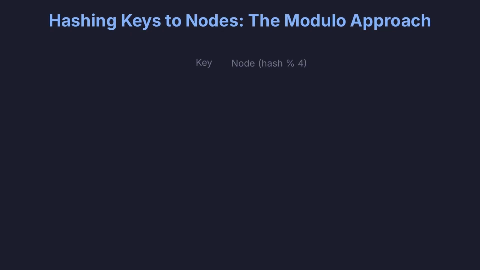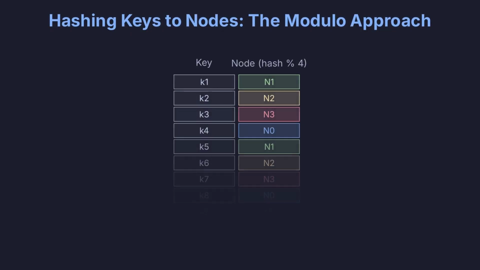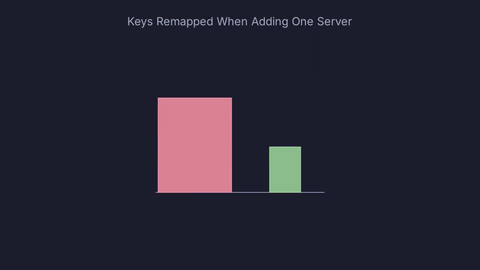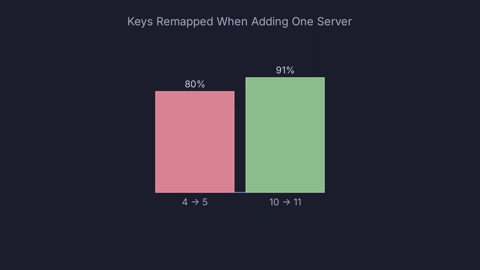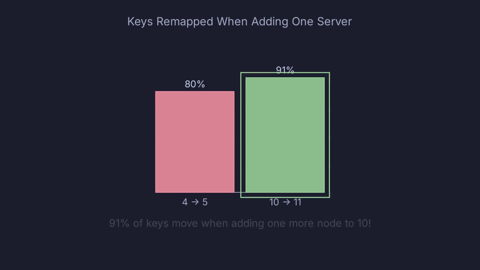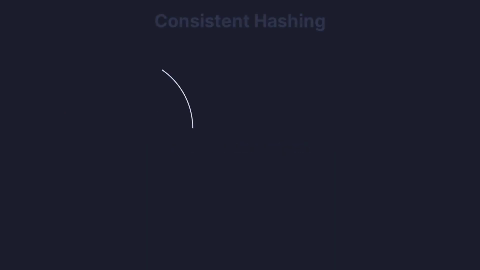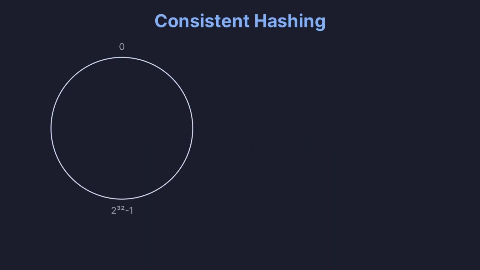A cluster of 4 nodes, and you pick a server by hashing the key and taking modulo 4. If you add a 5th node, nearly all keys will remap because the denominator changed. For 10 nodes going to 11, about 90% of keys move. That's a disaster. Cache invalidation, database thundering herds, unnecessary data shipping. The problem is that the mapping function depends on the total number of nodes. Consistent hashing decouples key placement from the node count.